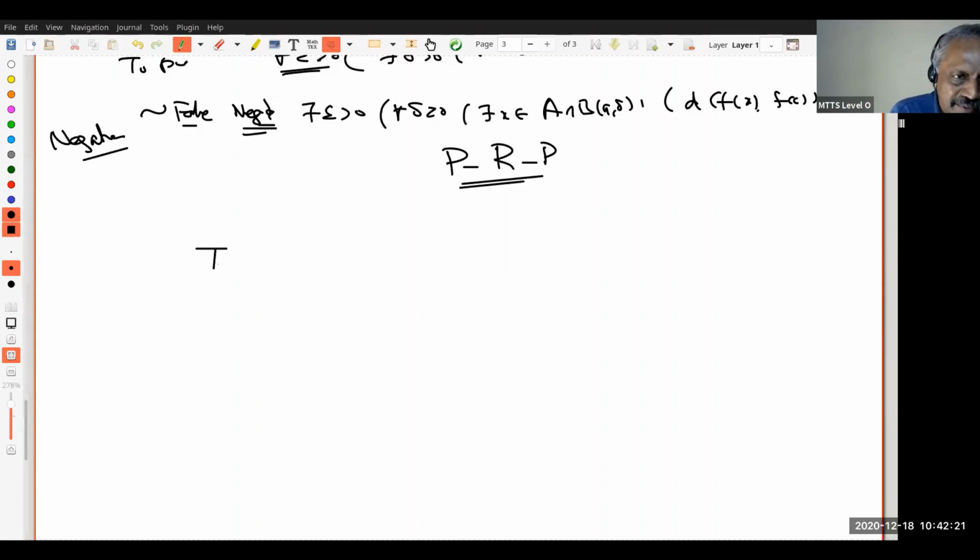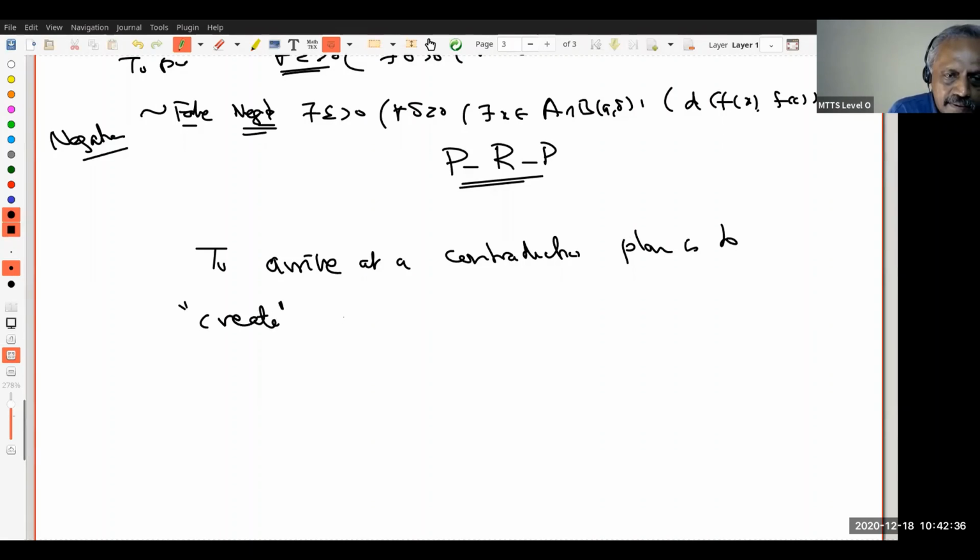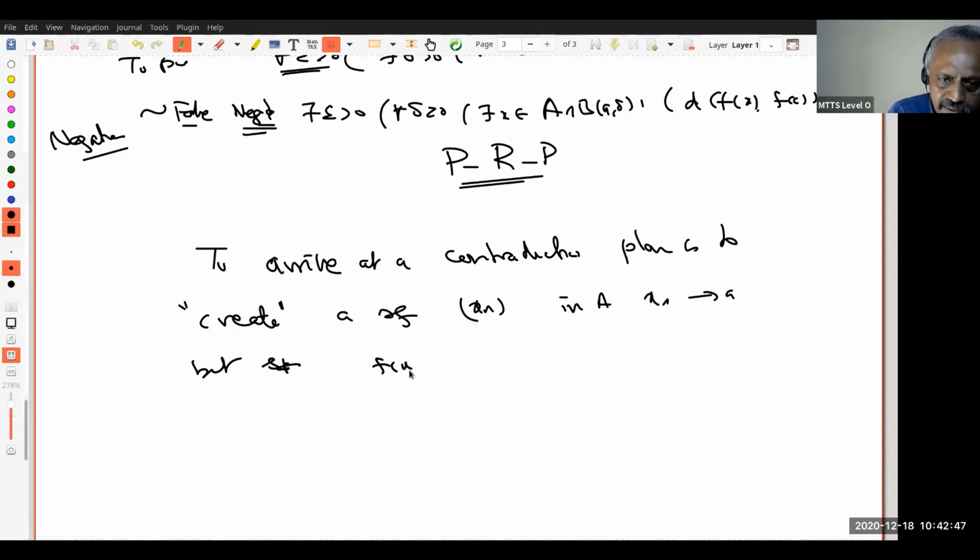Therefore, to arrive at a contradiction, what is the plan? The plan is to create, or find, a sequence xn in A with what property? xn converges to a, but f(xn) does not converge to f(a). If I have done that, then it contradicts that f is continuous according to definition 1. Do you understand that? Good. So how do I find it? That is where you have to understand what I said.